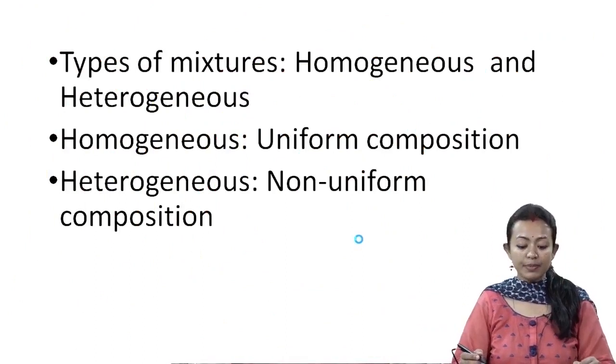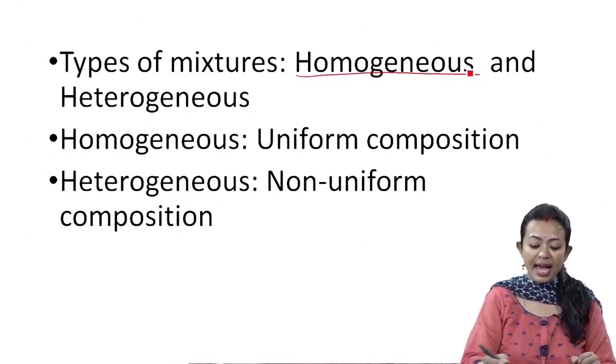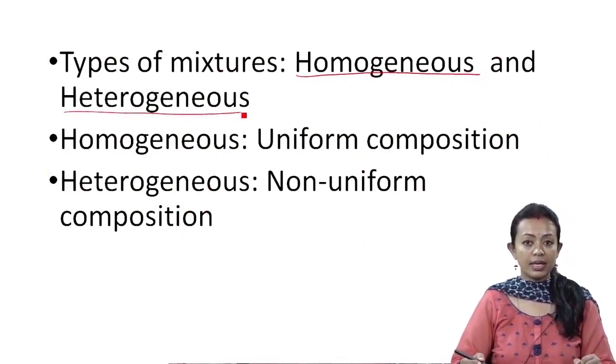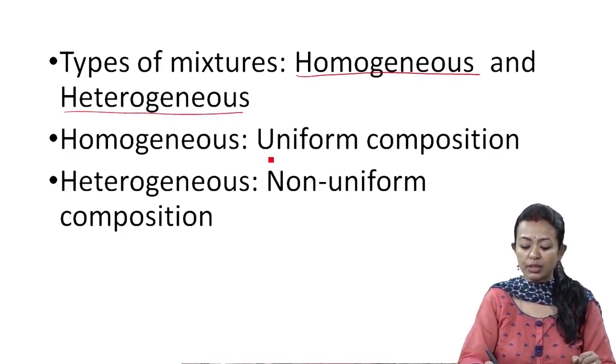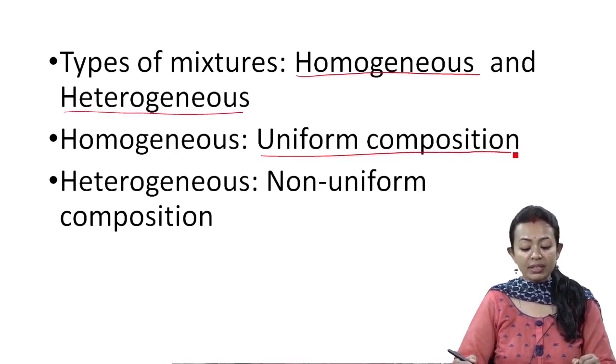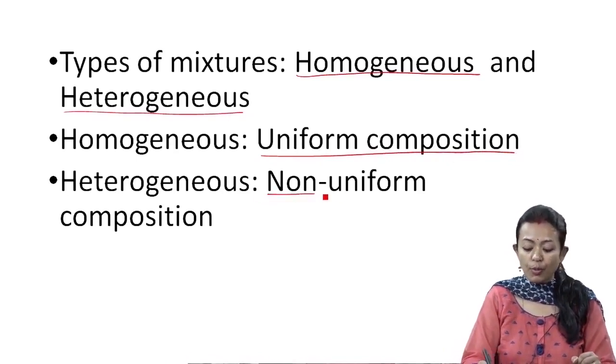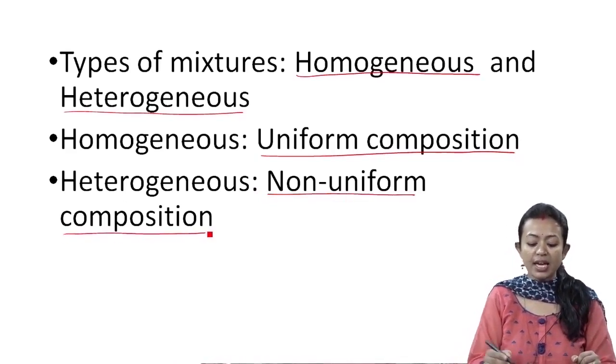What are the different types of mixtures? Mixtures are of two types, homogeneous and heterogeneous. Now the previous example that I gave you regarding mixtures, that mixtures can be homogeneous when there is a uniform distribution. So it clearly states that when the distribution is uniform, we term it as homogeneous mixture. Whereas when the components are non-uniformly distributed, that means non-uniform composition, then we term it as heterogeneous.